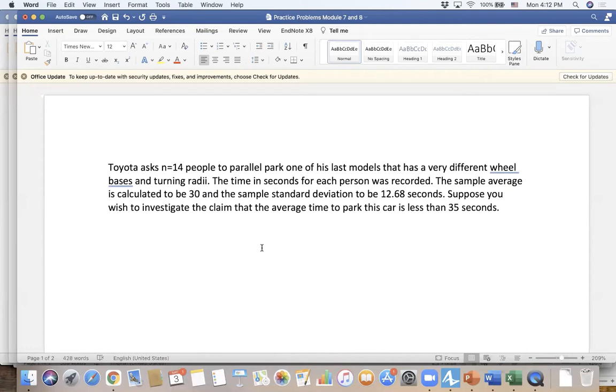So please start with this problem. I'll give you a minute to read the problem statement, and then I'll ask you questions. So the first question I have for you is, what is that characteristic of interest? What is our random variable in this problem statement? Time it takes to park the car.